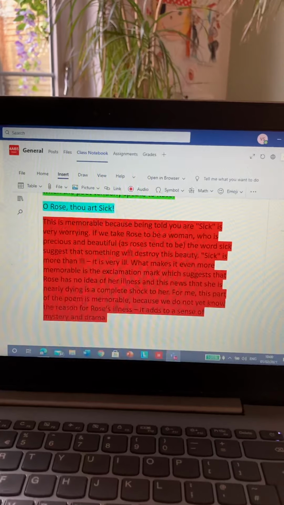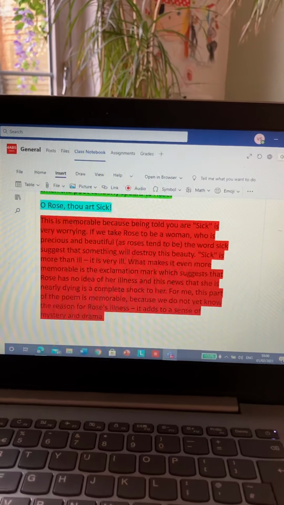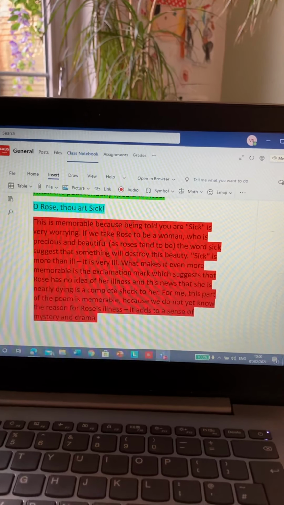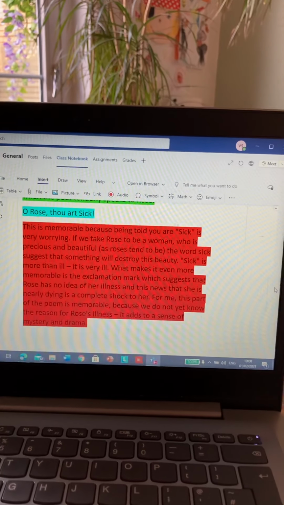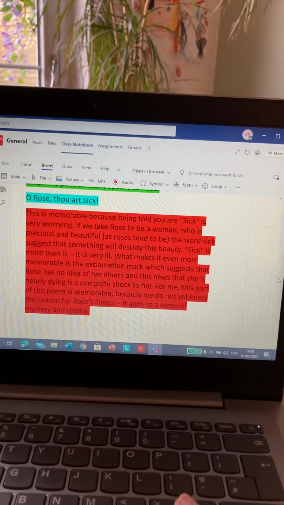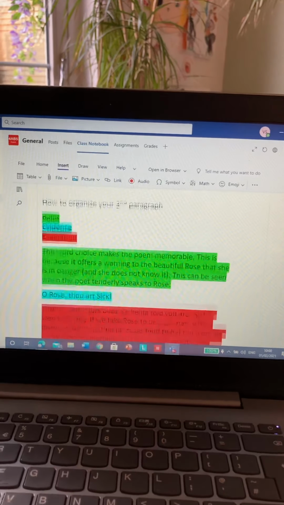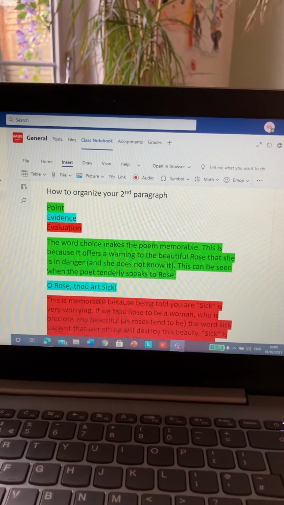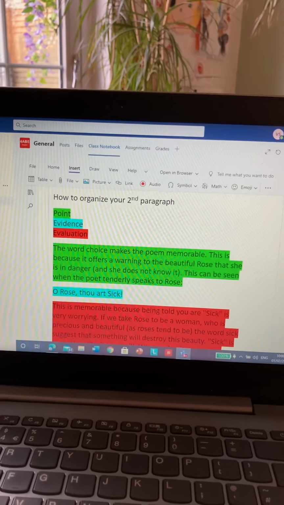Okay, so now after this, I'd like you to go on to re-look at your question and write your paragraph 2 following the point, evidence, evaluation structure that we've talked about. There it is. Good luck. I'll look forward to marking this.